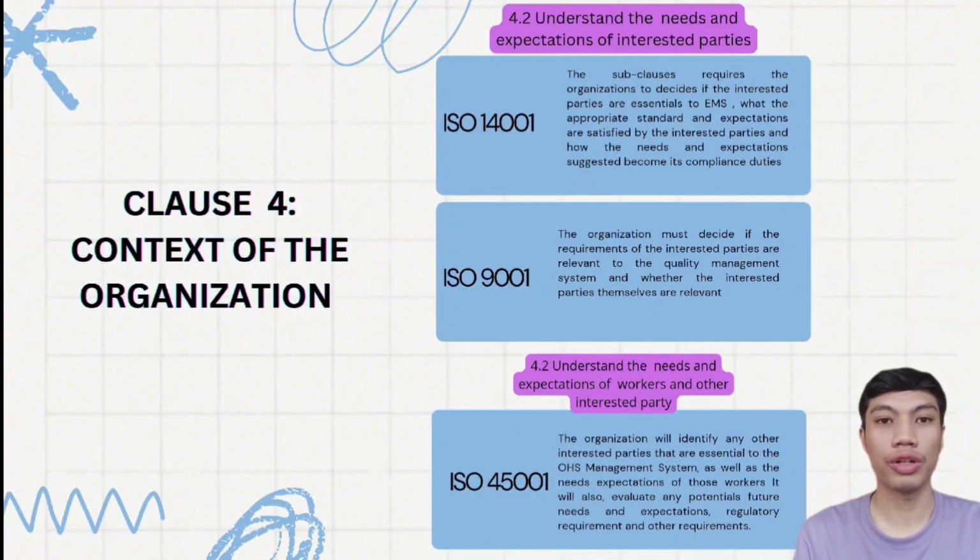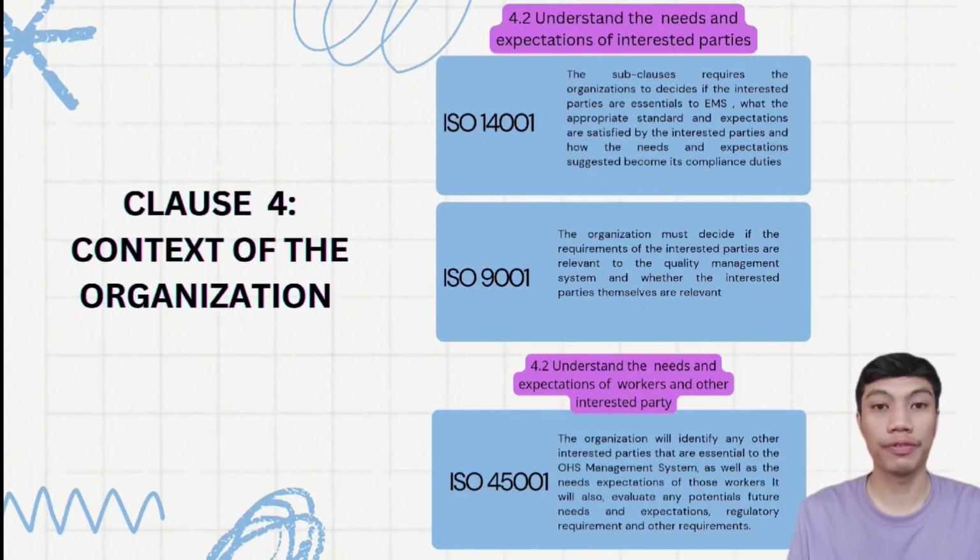Next, ISO 14001 and ISO 9001 use the same clause, which is 4.2, understanding the needs and expectations of interested parties. ISO 14001's subclause requires the organization to decide if the interested parties are essential to the EMS, what the appropriate standards and expectations are satisfied by the interested parties, and how the needs and expectations suggested become its compliance obligations. For ISO 9001, the organization must decide if the requirements of the interested parties are relevant to the quality management system and whether the interested parties themselves are relevant.